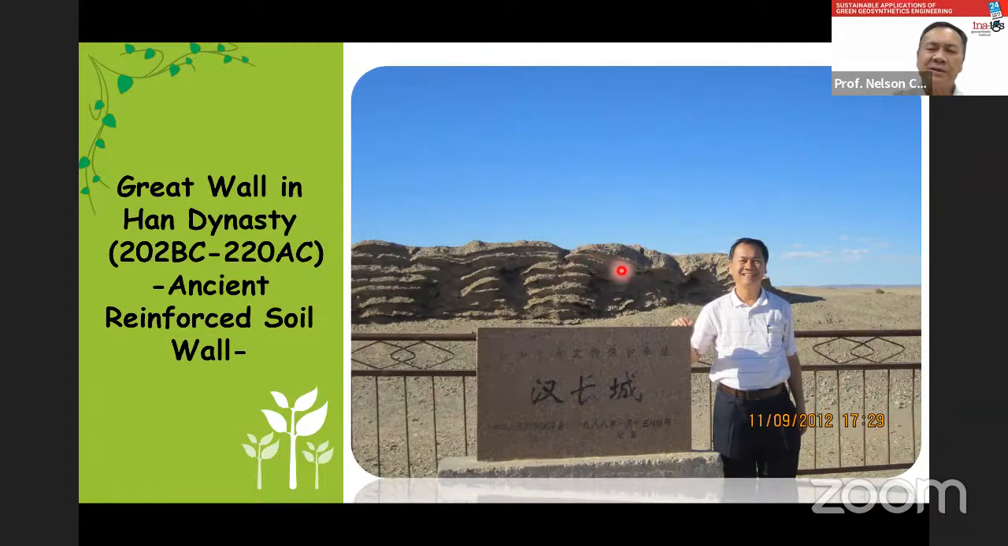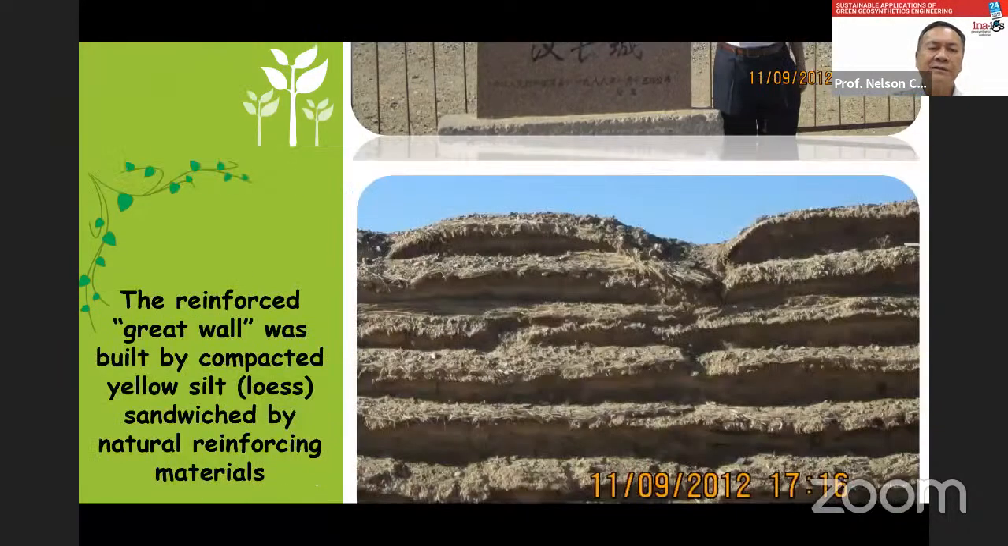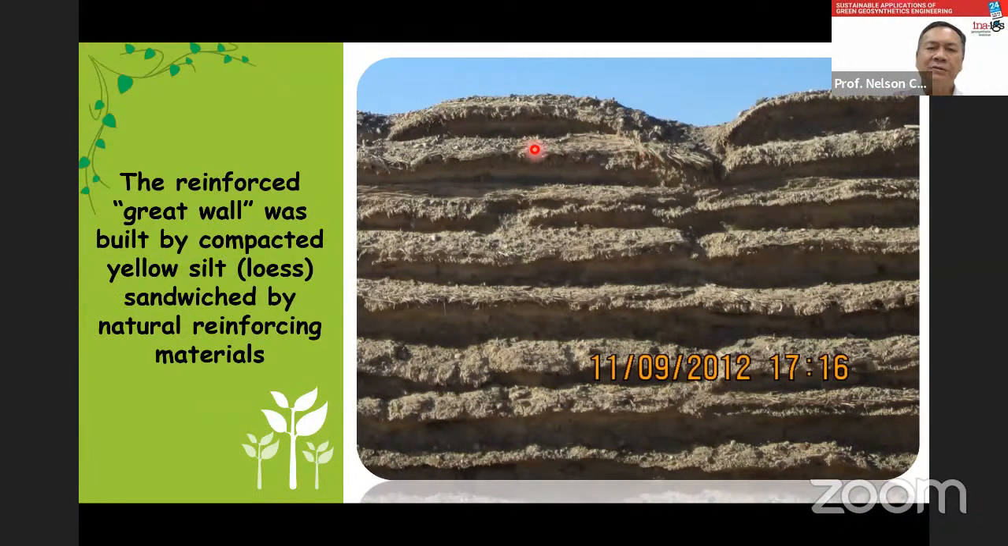And you can see from here that the soil structure can actually be subject to bending moment. Usually we say soil cannot be subject to any bending. However, once we build a great wall, that becomes a structure, then it is subject to bending. So this is a Han Dynasty great wall. If you look at some details, you see this wall was built of compacted yellow silt or loess, sandwiched by natural reinforcing material, in layers. Each layer is about 50 centimeters, which is about the same as we build a reinforced earth wall in modern days.